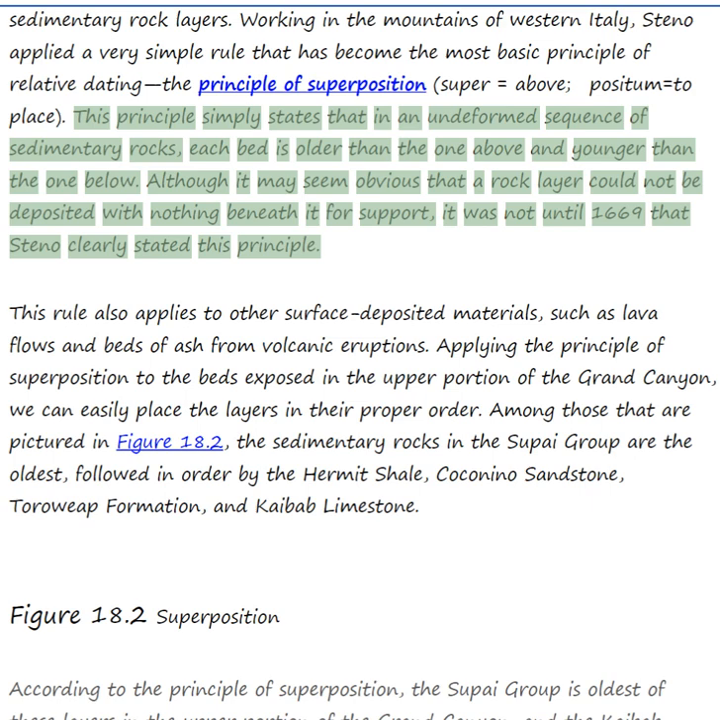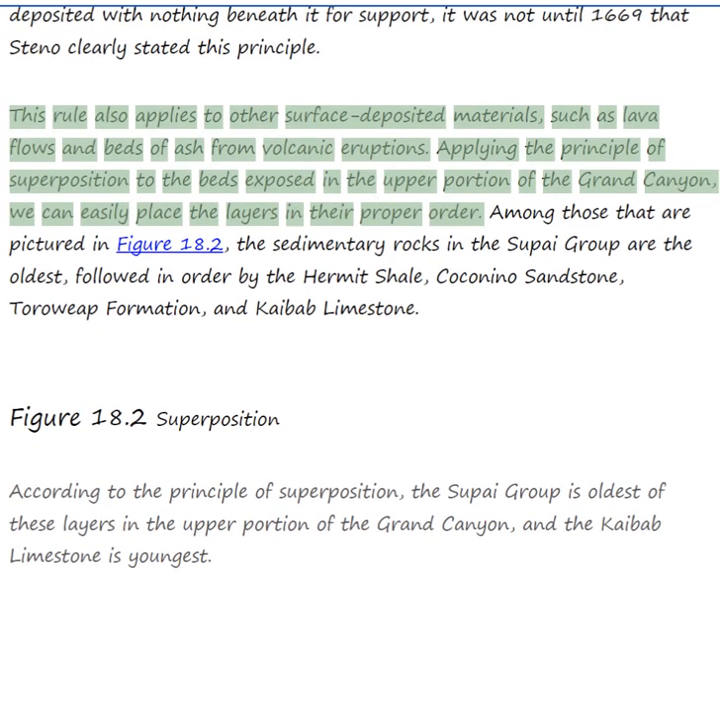Although it may seem obvious that a rock layer could not be deposited with nothing beneath it for support, it was not until 1669 that Steno clearly stated this principle. This rule also applies to other surface-deposited materials, such as lava flows and beds of ash from volcanic eruptions. Applying the principle of superposition to the beds exposed in the upper portion of the Grand Canyon, we can easily place the layers in their proper order.